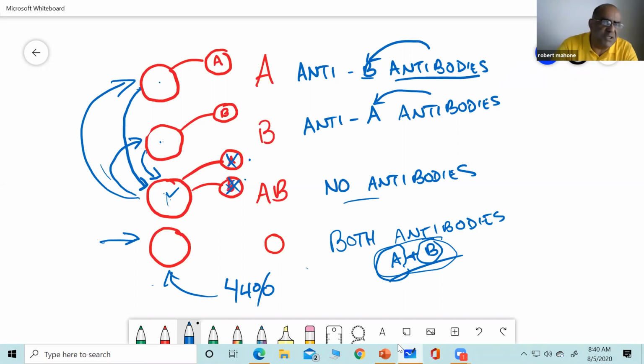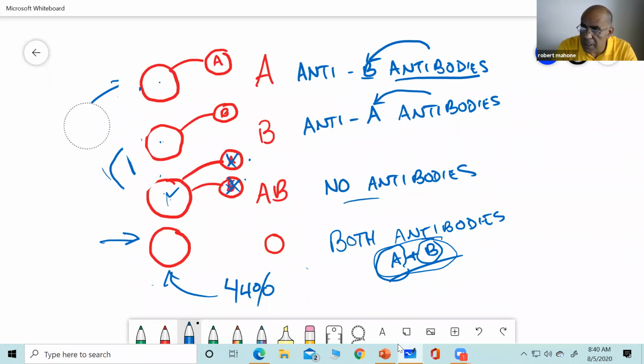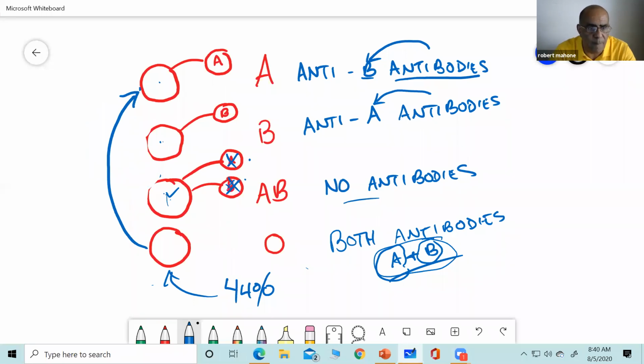So O's can only receive transfusions from another O. But look at it this way now. Can O blood be moved into an A person? Would that work? Yes. Why would that work? Because the O person has no markers on their blood. As a result, the anti-B antibodies have nothing to attack. They won't become active. Can you put O blood into a B person?